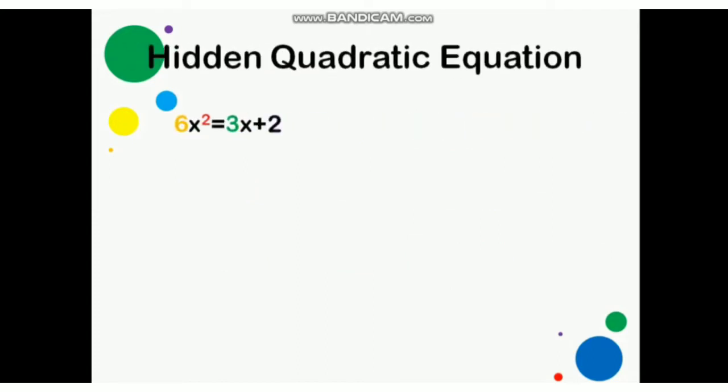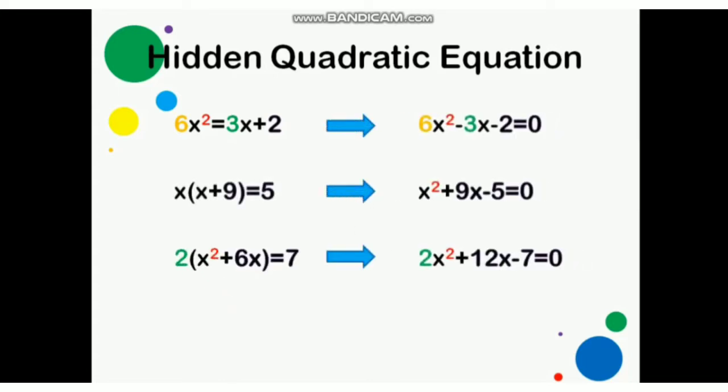Hidden quadratic equation: 6x squared equal to 3x plus 2 is equal with 6x squared minus 3x minus 2 equal to 0. Second, x squared plus 9x equal to 5 is equal with x squared plus 9x minus 5 equal to 0. Third, 2x squared plus 6x equal to 7 is also equal with 2x squared plus 12x minus 7 equal to 0.